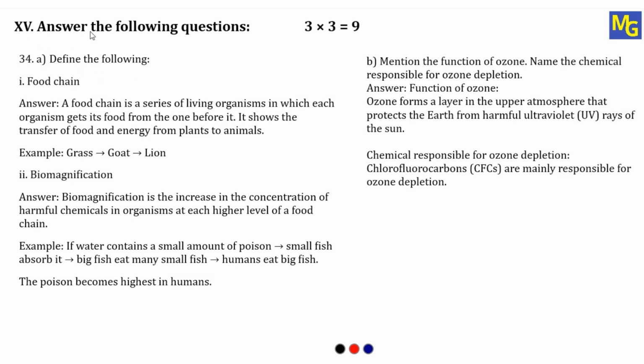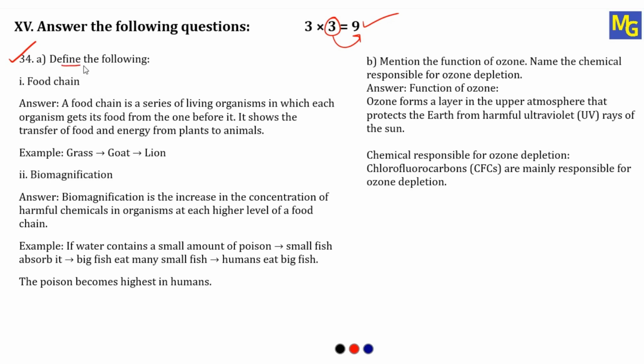So in this section we are going to solve 3 marks questions, and here we have to answer 3 questions. Each question carries 3 marks, so in total we are going to get 9 marks from this section. We will start with question number 34. This question number 34 is divided into sub-questions A and B. First we will start with A.